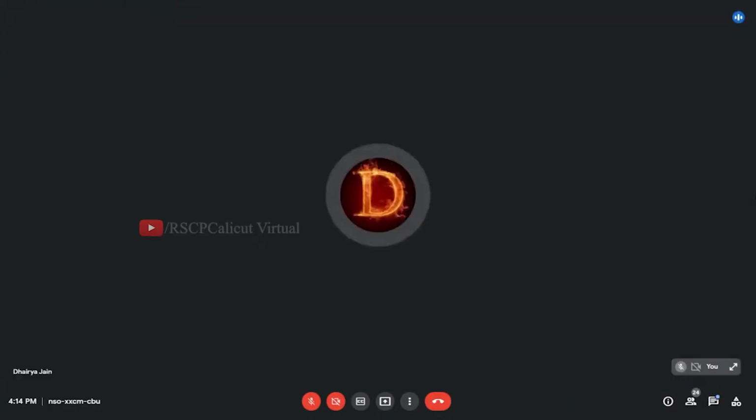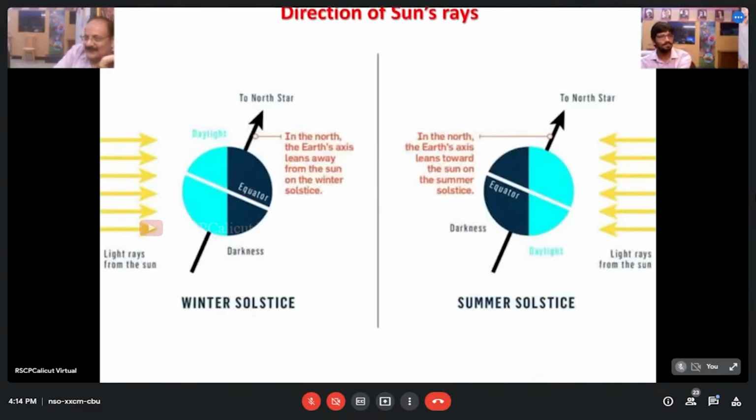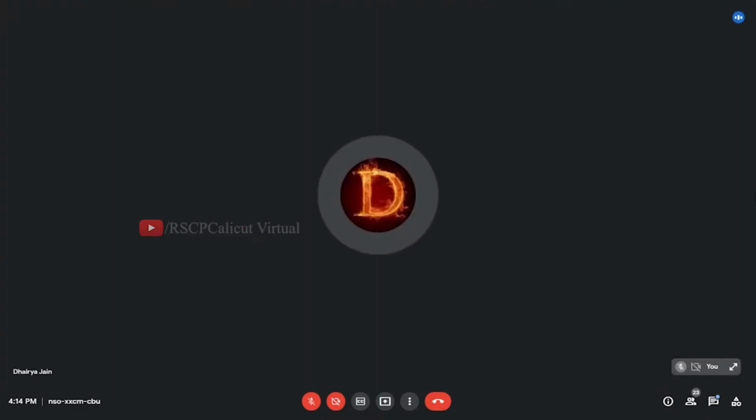Sir, actually the sun rises in the exact east only on 2 days in the full year. Yes, that's what we are telling you. On March 20th and September 23rd, it does. That is the reason it is called equinox: equal day and equal night. So you can see in this slide also. Sir, so the equinoxes are where the sun rises in exact east.